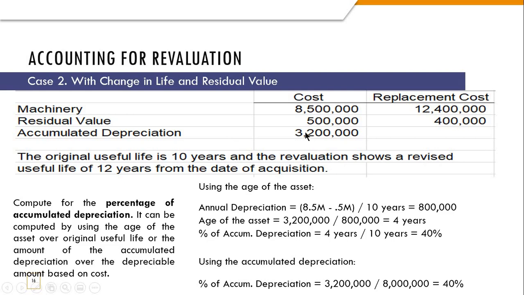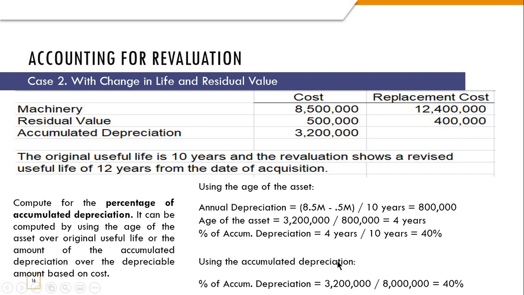So, yan 3.2 million na accumulated depreciation, i-divide natin yun by 800,000, then we should get how old is the asset na. So 3.2 million divided by 800,000, then you should get 4 years na yung 4 years old na yung asset. Okay? So the percent of accumulated depreciation is equals to 4 years, the age of the asset, divided by 10 years, that's 40%.